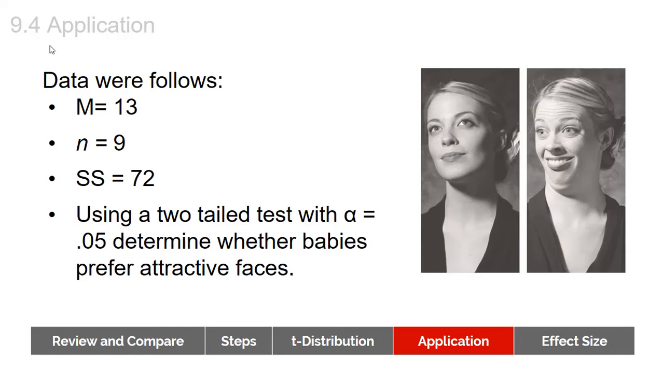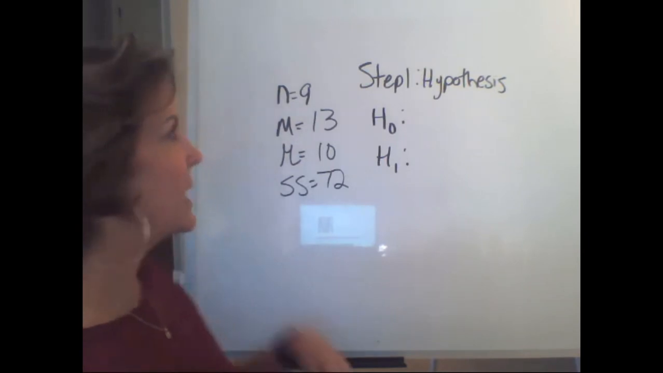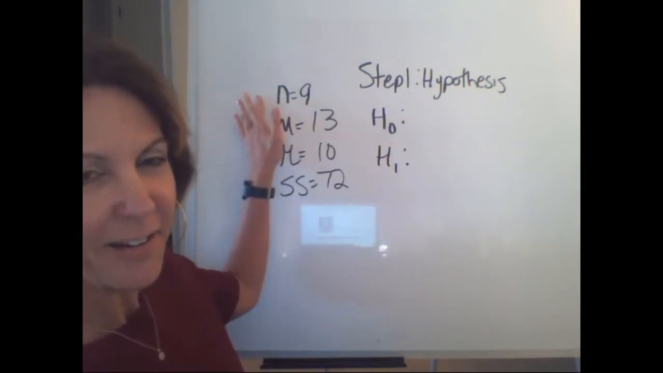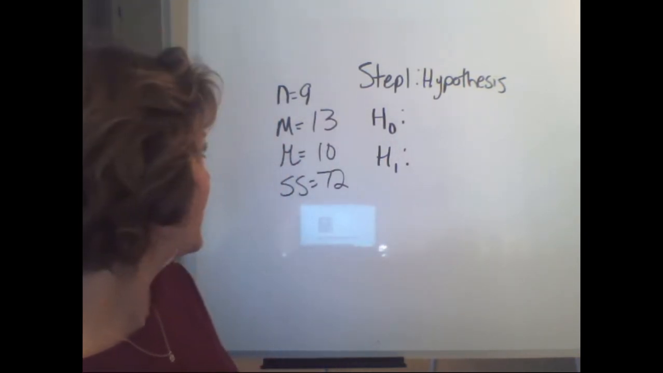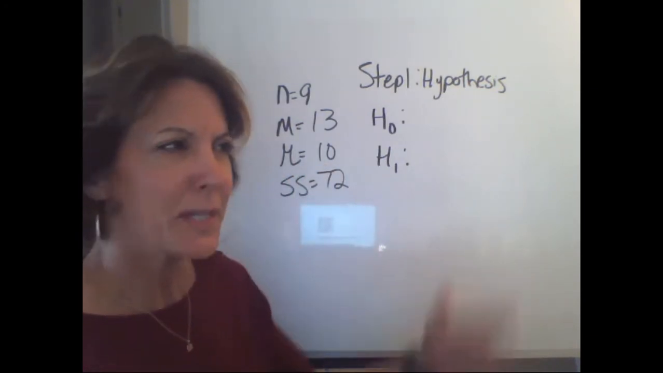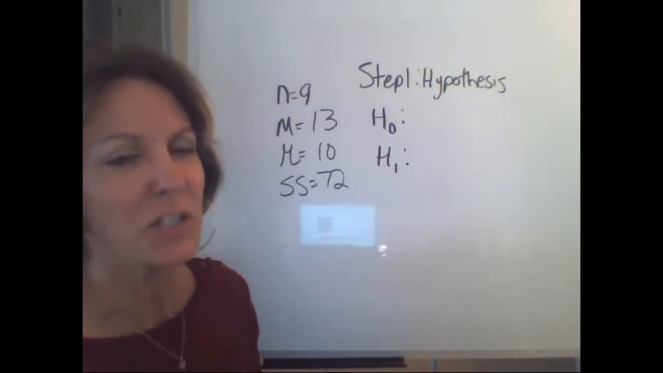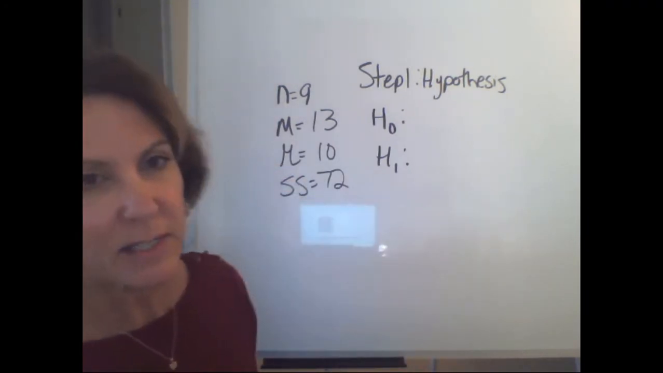Okay, so we're gonna work this out with first trying to figure out what is the information that we need. So the critical data that we need to know is our N of 9, our mean of 13, but we also need to know the population mean. Well, what is the population in this case? Well, actually, I'm gonna give you a little hint about this. Our population mean is 10.